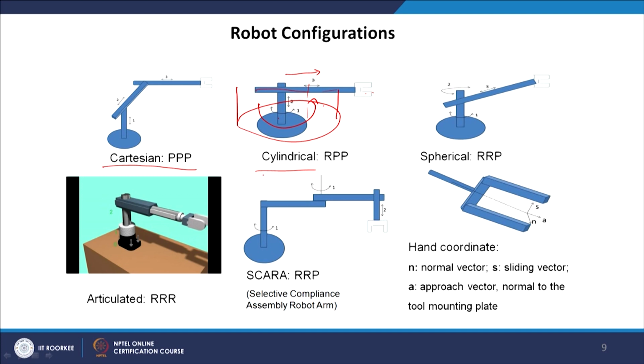So, it is cylindrical, and here spherical is 2 revolute joints and 1 prismatic joint. It can rotate like this, and then the last link is a prismatic joint, it will go forward and backward, and there is a rotation of the second link, it will rotate in this particular manner.